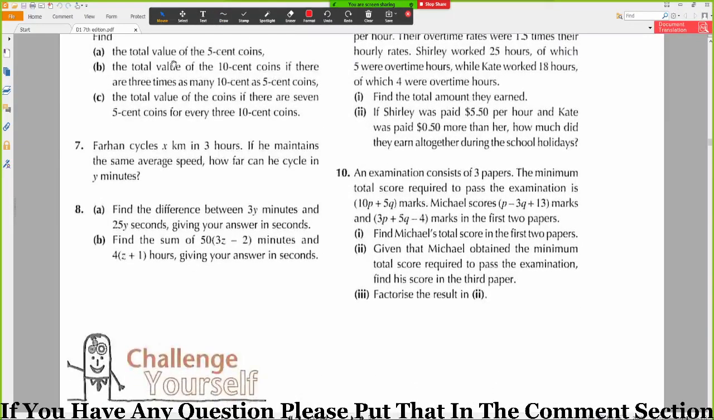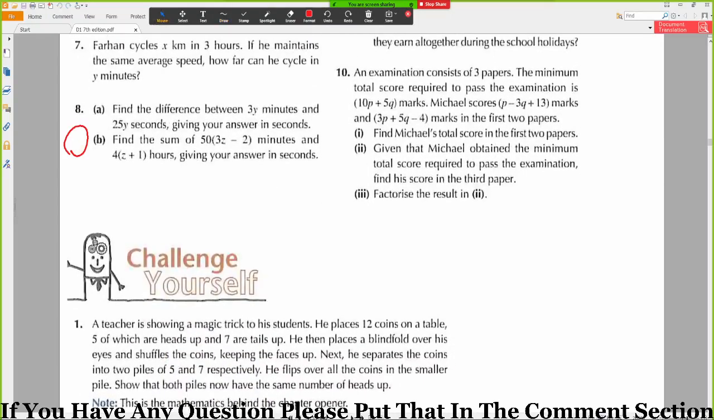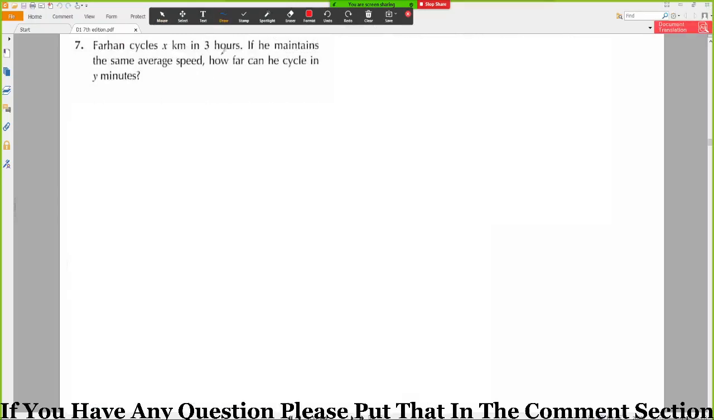Okay, question number 7. Farhan cycles X kilometers in 3 hours. If he maintains the same average speed, how far does he cycle in Y minutes? Okay, Farhan cycles X kilometers in 3 hours.